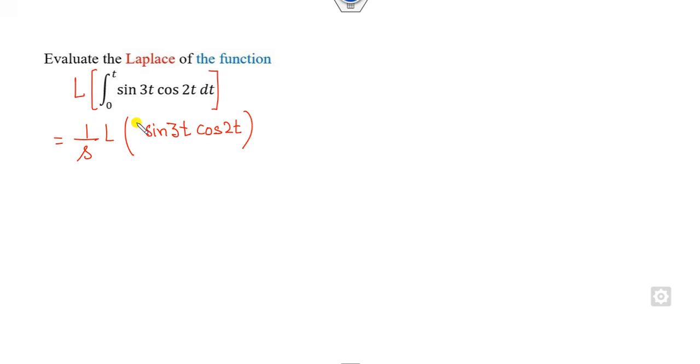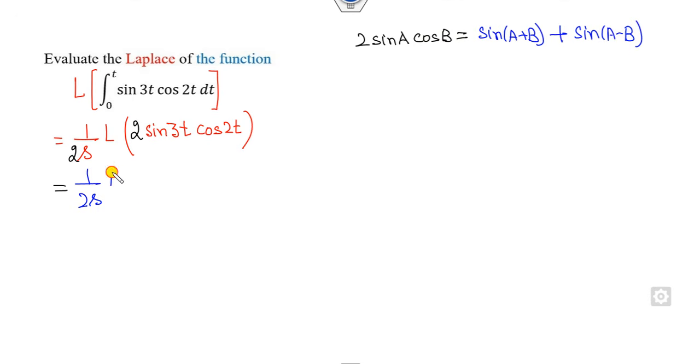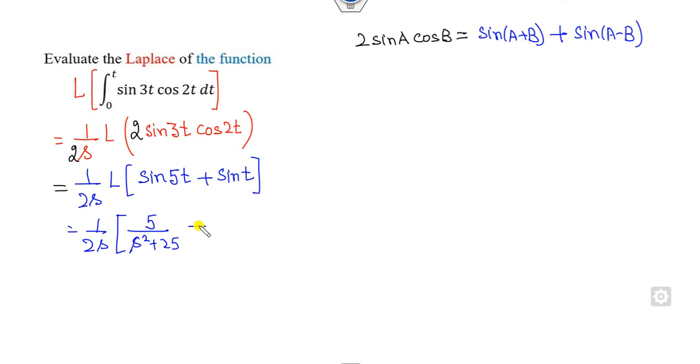Fine. How can you solve it? I can multiply by 2 divided by 2. Then what is the formula for 2 sine a cos b? It is sine a plus b plus sine a minus b. Yes, you are correct. So it will be 1 over 2s Laplace of sine 5t plus sine t. Now can you find the Laplace of this value? It is 5 over s square plus 25 plus 1 over s square plus 1 is the right answer of this problem.